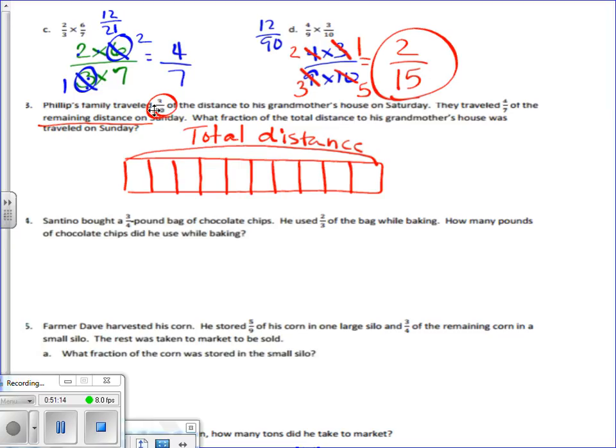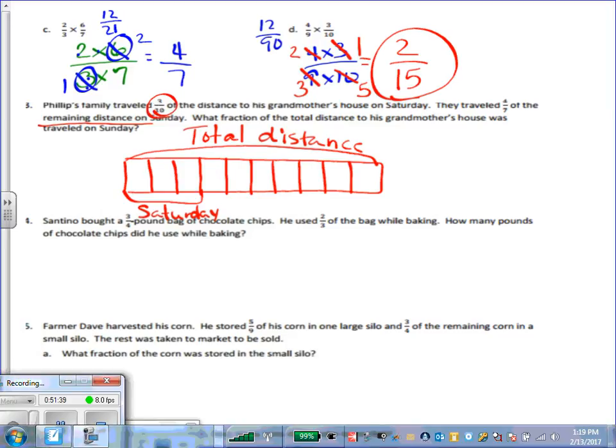10, because we've got tenths. Yay, Melena! So 10. So 1, 2, 3, 4, 5, 6, 7, 8, 9. So we know that there are 3/10 on Saturday. So we can go ahead and label this Saturday. Now I was kind of going over this while you were reading a book. Okay, so we have 3/10 on Saturday, and then they traveled 4/7 of the remaining distance on Sunday.